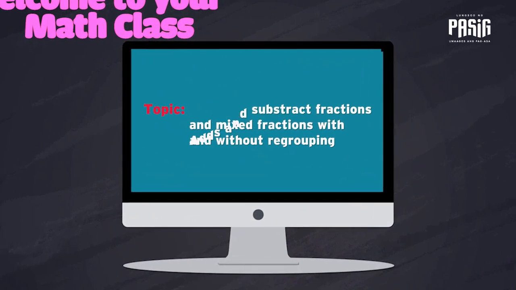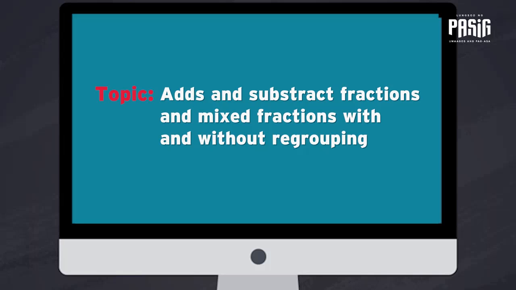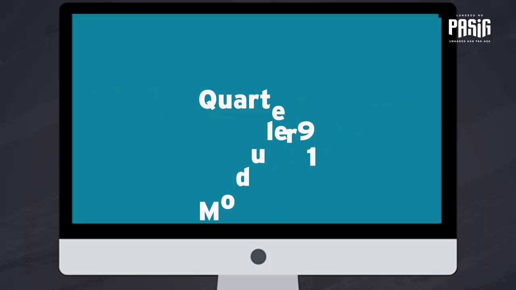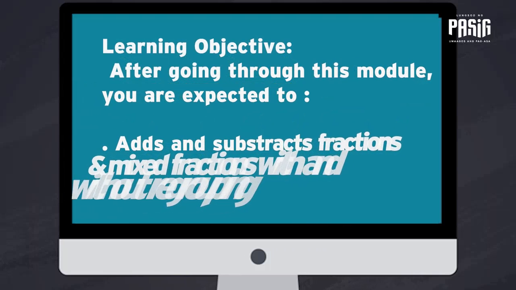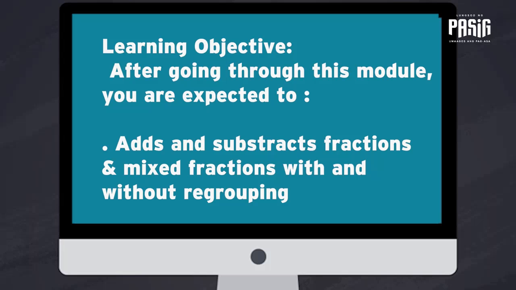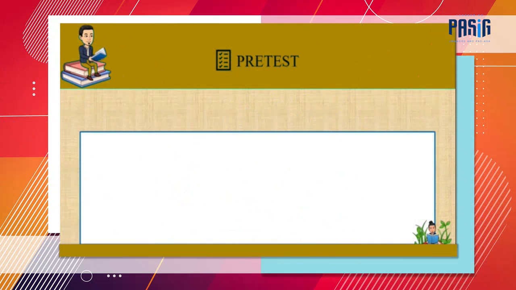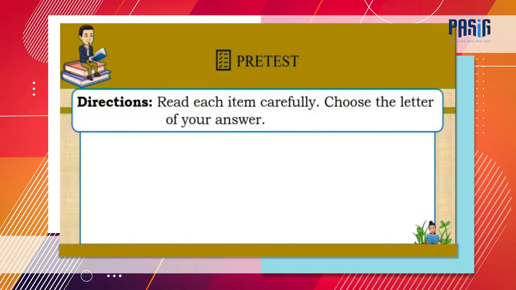Our topic for today is adding and subtracting fractions and mixed fractions with and without regrouping. Quarter 1, Module 9. For the learning objective, after going through this module, you are expected to add and subtract fractions and mixed fractions with and without regrouping. Let's begin our lesson with a pretest. I'll be giving you 5 seconds for each item for you to answer.